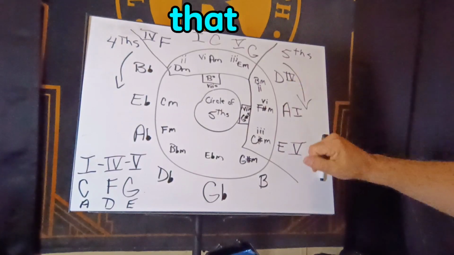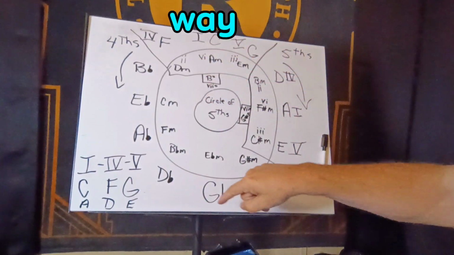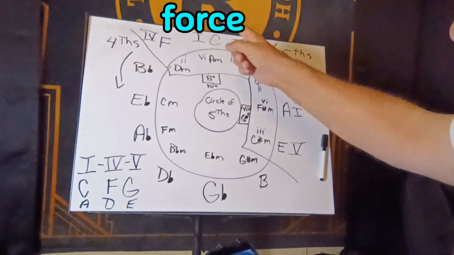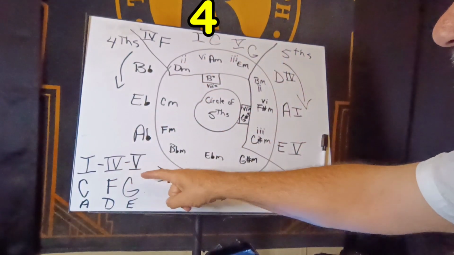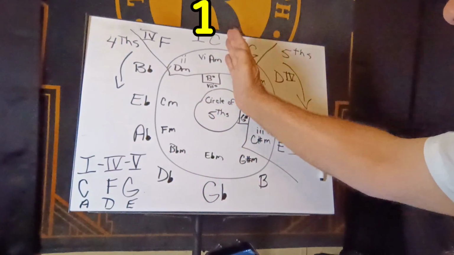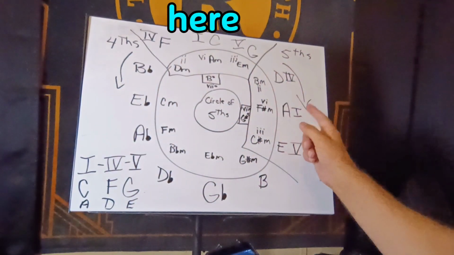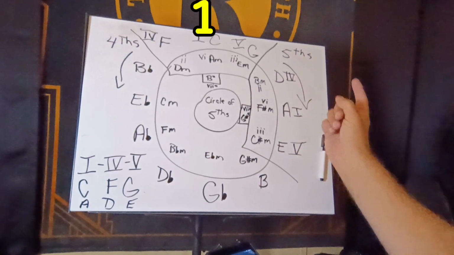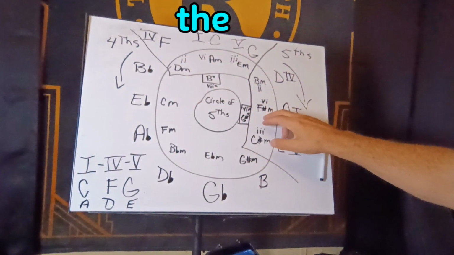We'll get more into that later, but today I just wanted to show that the circle of fifths moves this way for fifths, fourths this way, and how you can get a 1, 4, 5 chord progression by going 1, 4, 5. Same thing here. The 1, 4, 5. And these are the relative minors.